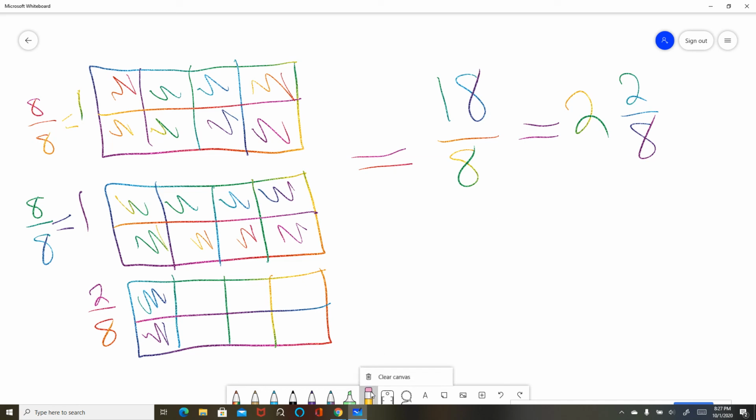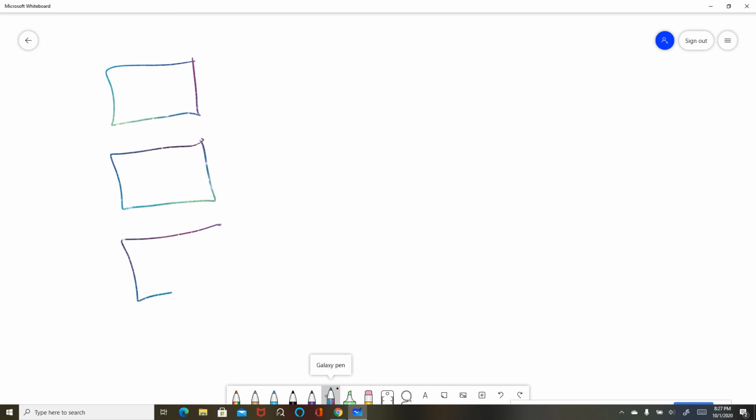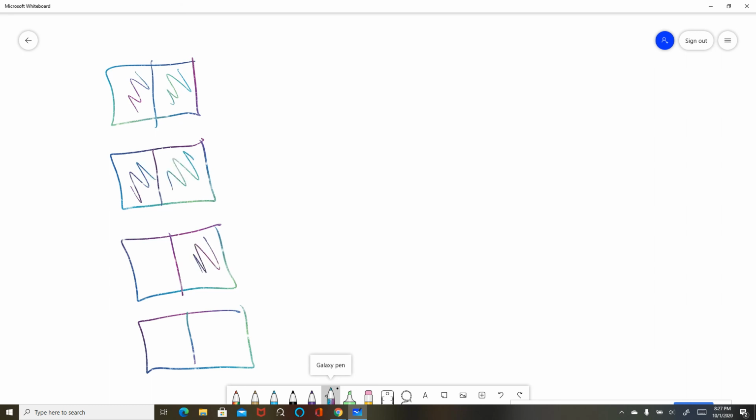Okay, this is your last one. This is your exit ticket. Okay, I want you to write this as a mixed number and as an improper fraction. Pause the video now, see if you can do it on your own. Unpause to double check. Okay, now that you've done this on your own, let's see.